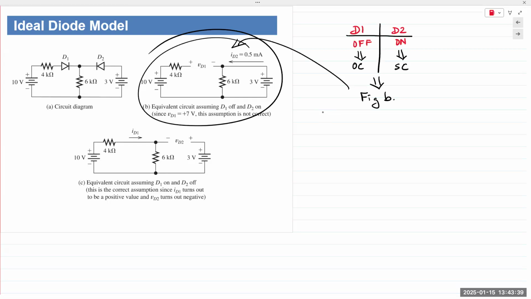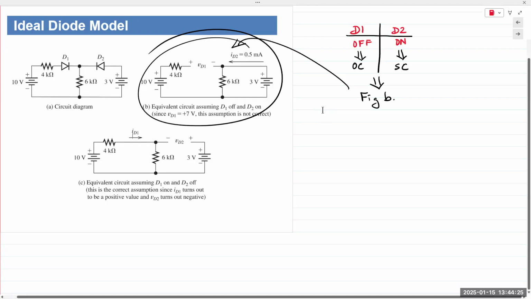If D1 is off, that means it should have a negative diode voltage. You take a multimeter, put it across D1, positive at the anode, negative at the cathode. If it's indeed off, then the cathode should be higher, and the measured voltage must be negative. So if VD1 turns out to be negative, that means our assumption is proven valid. And then, of course, if D2 is on, then VD2 should be equal to 0, and ID2 should have some positive value.